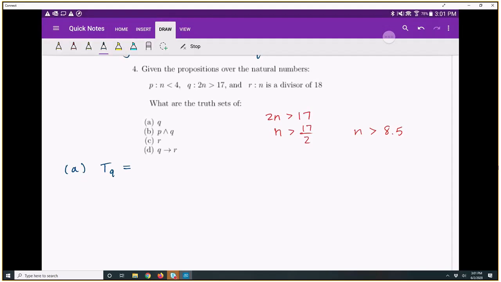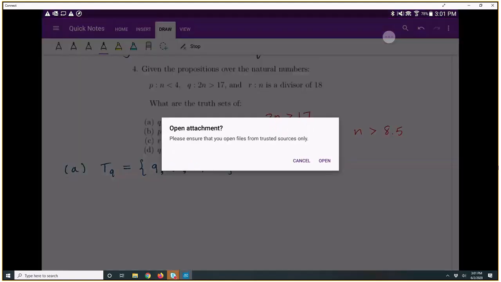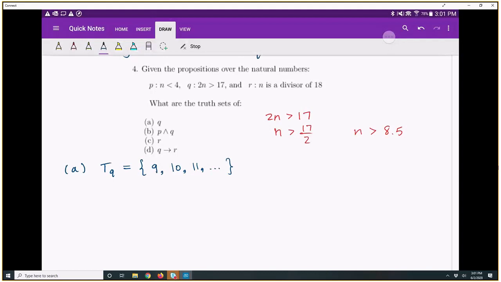Since my universe is the natural numbers, that means I can take 9, 10, 11, and so on. These will be the natural numbers that satisfy the proposition. If we think about 2 times 9, we have 18, and 18 is certainly larger than 17, so the proposition is true if n equals 9. If n equals 10, we have 20 is greater than 17, that's true, and so on.